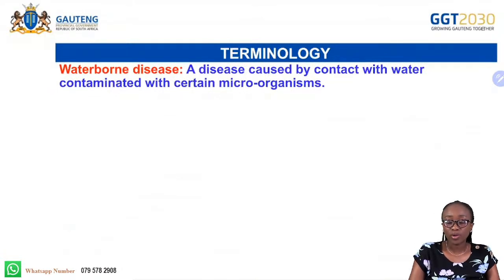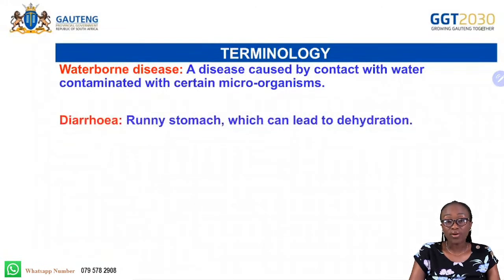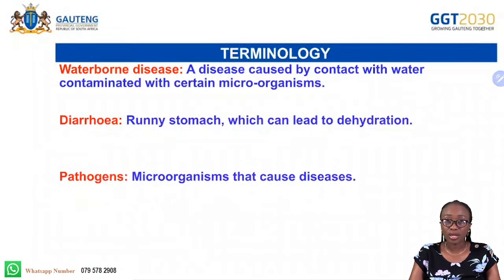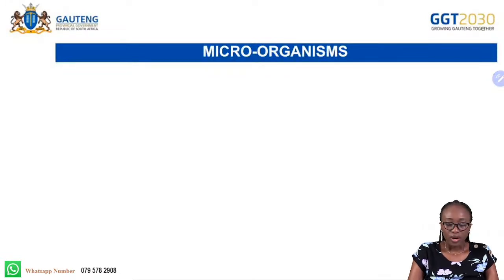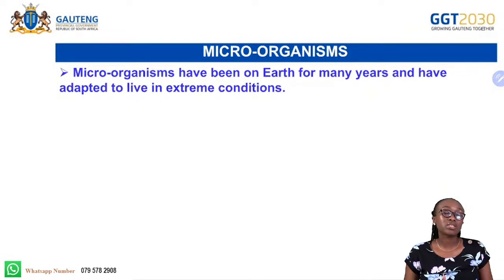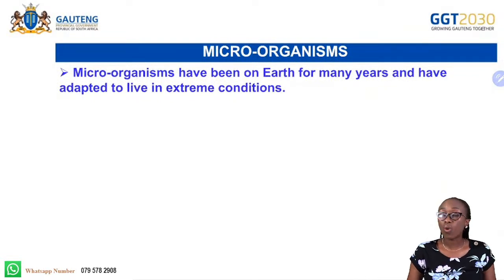Waterborne disease is a disease that is caused by contact with water contaminated with certain microorganisms. Diarrhea is when you have a runny stomach and it can lead to dehydration. And pathogens are microorganisms that cause diseases. Right, let's learn about microorganisms. We've already defined microorganisms in terminology, but let's learn more about them.